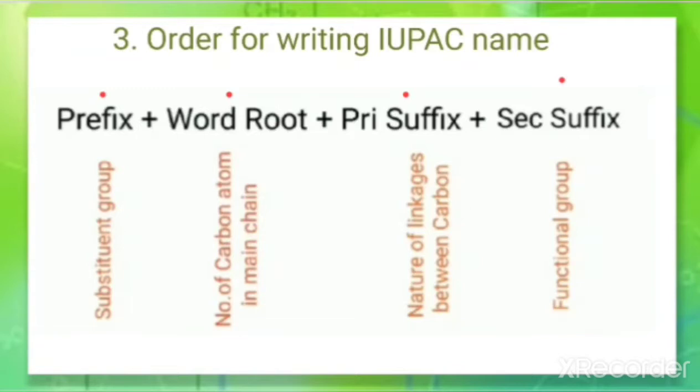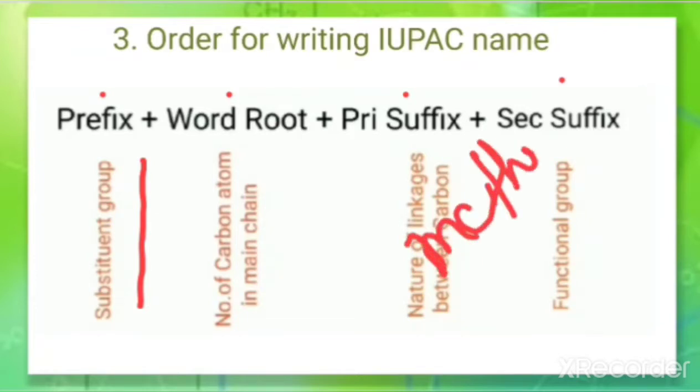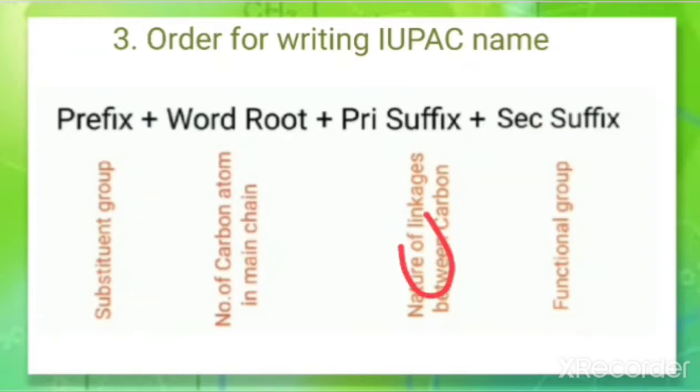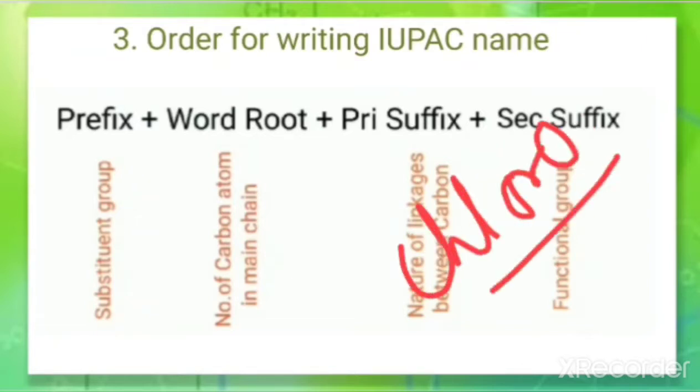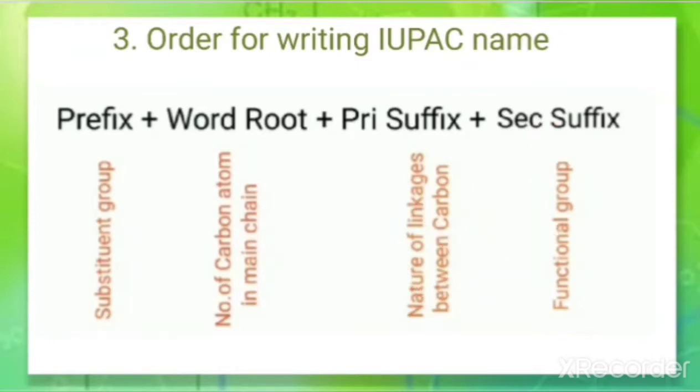Prefix means the word that comes before a word root. The prefix represents the substituent group. Like if methyl is the substituent group, we use the word methyl as prefix. If chloro is the substituent, then we use the word chloro. So prefix is representing the substituent group, and while writing the name, first we have to write the name of the substituent group.